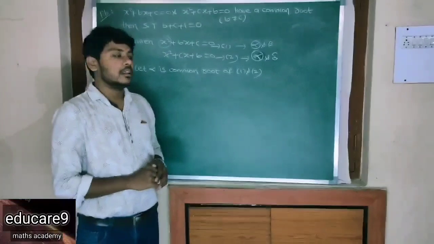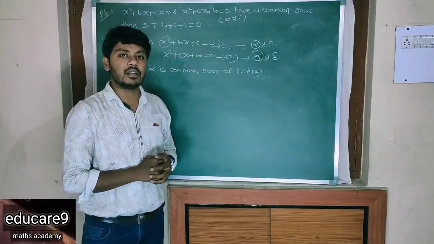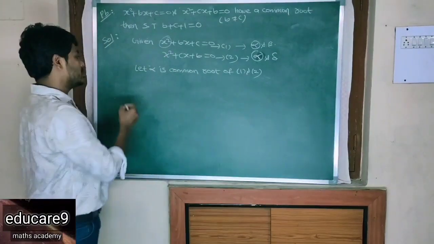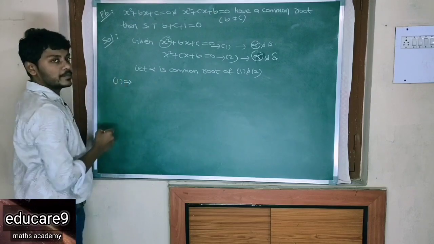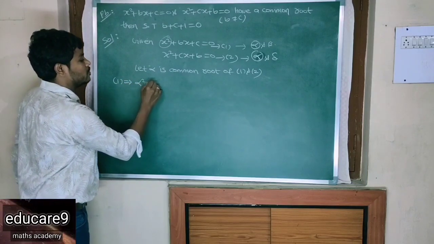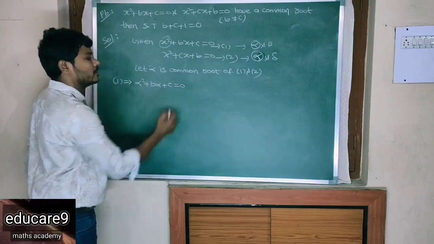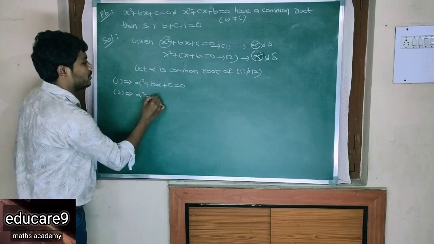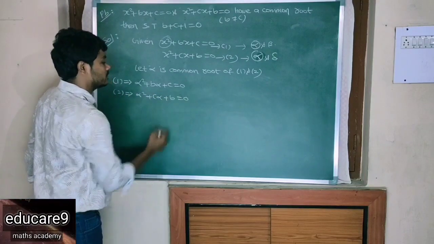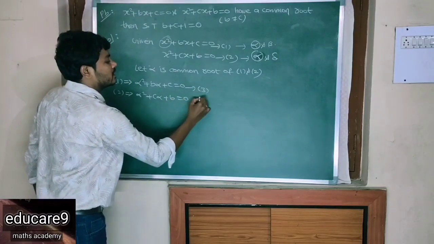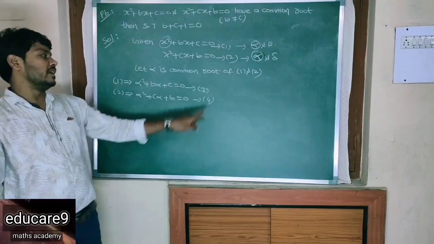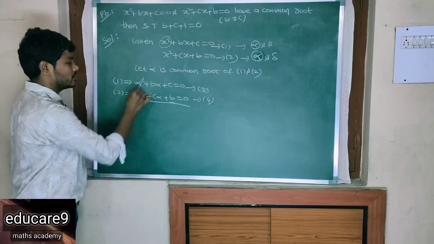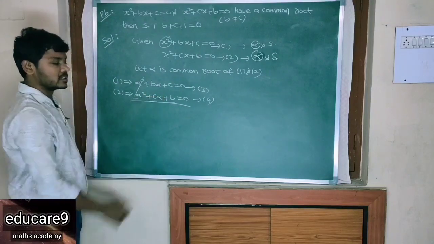So your root, this alpha, satisfies equation 1 and equation 2. Now substitute alpha in place of x. Then equation 1 implies alpha square plus b alpha plus c is equal to 0. And equation 2 implies alpha square plus c alpha plus b is equal to 0. And this is equation 3, this is equation 4. Now solving 3 and 4, so what do you get? Minus, alpha square gets cancelled. Here b alpha minus c alpha.